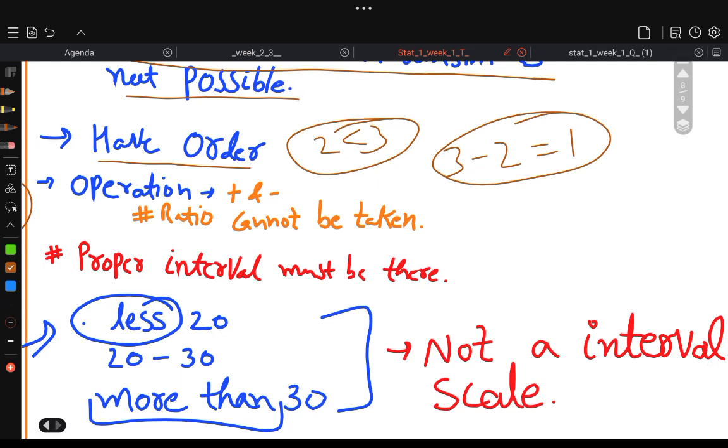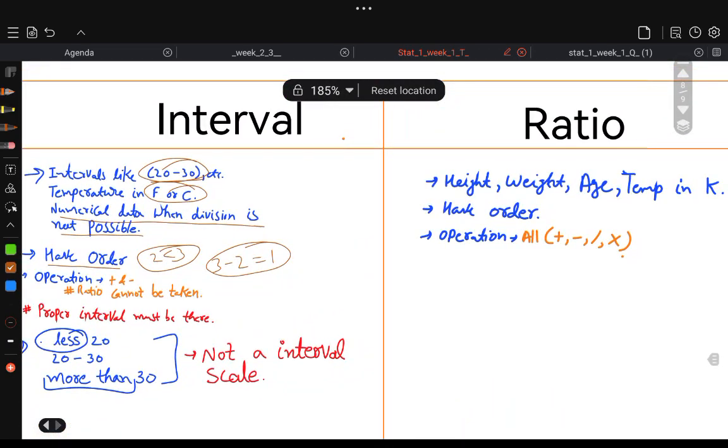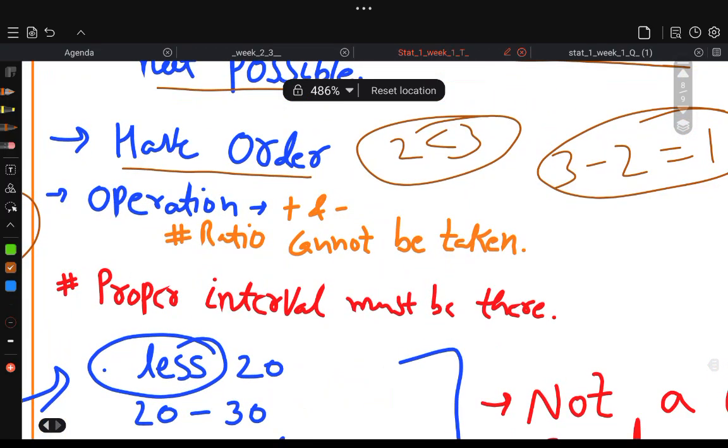So first we will look at what operations we can perform. In the first two scales, nominal and ordinal, we could not perform any operations, but in the interval scale we can perform two operations, plus and minus, but the ratio cannot be taken. This is the difference between the interval scale and the later scale, which is the ratio scale we will be studying. We cannot perform ratio on this scale, and to take the ratio, another scale was developed, which is known as the ratio scale.